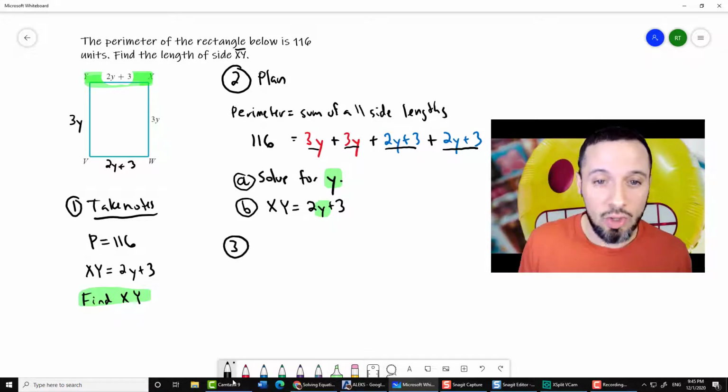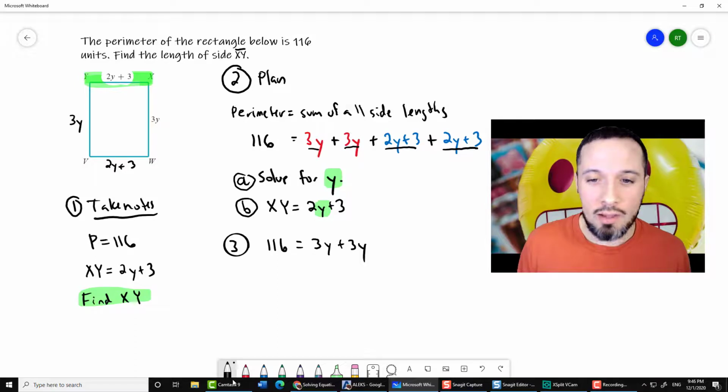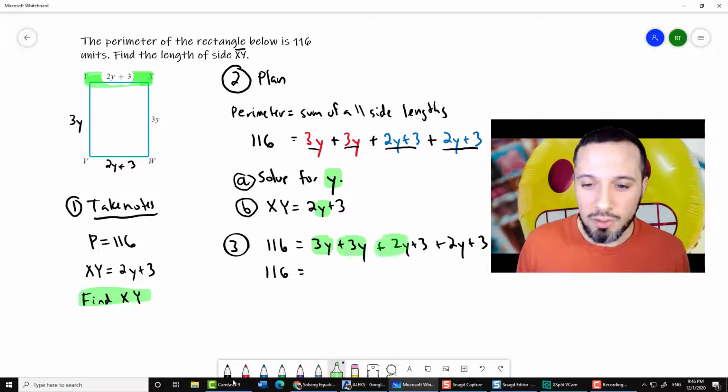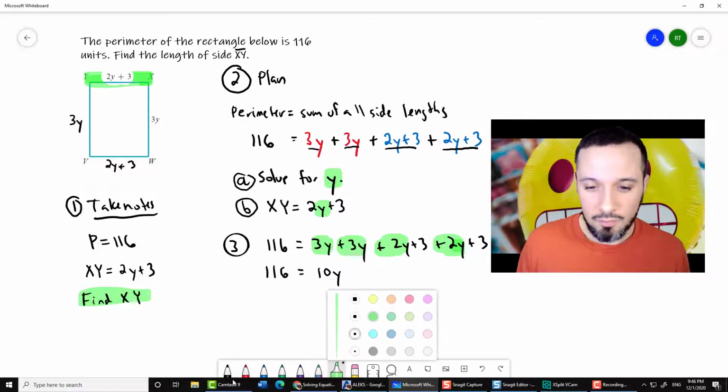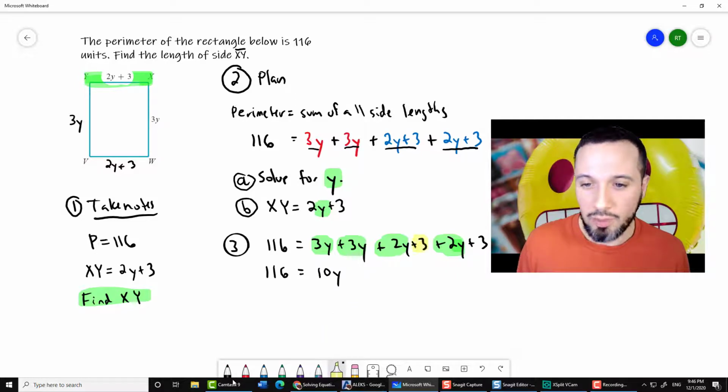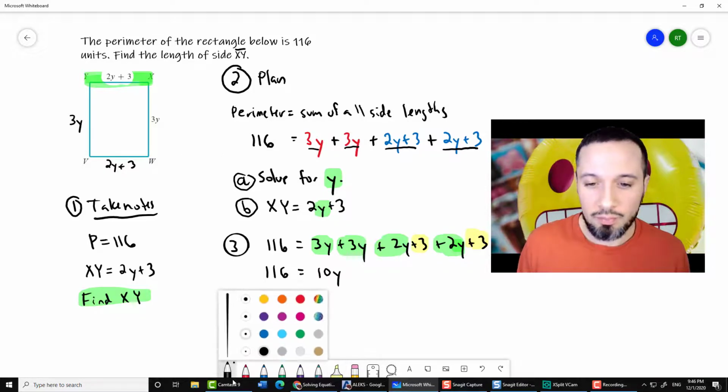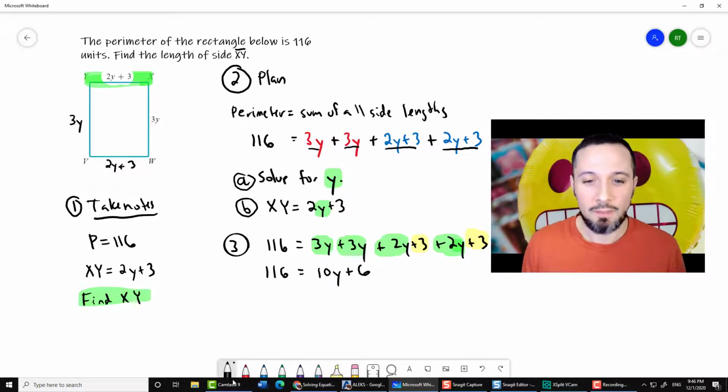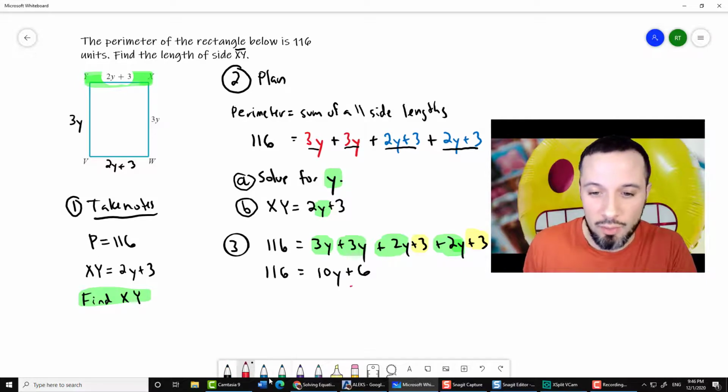So step 3 is to actually solve the equation. So I'll do 116 equals 3y plus 3y. So I'm just rewriting it here. And what I'm going to do first is combine like terms on the right side. I can see I have a 3y plus 3y plus 2y plus 2y. I can combine those. These are all like terms. And that'll give me a total of 10y. And then the remaining terms, you can see we have a positive 3 plus another 3, which gives me positive 6, so I get plus 6. Next step, I'm going to subtract 6 from both sides.